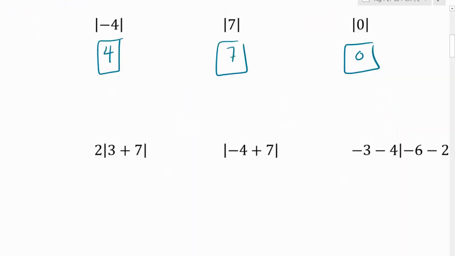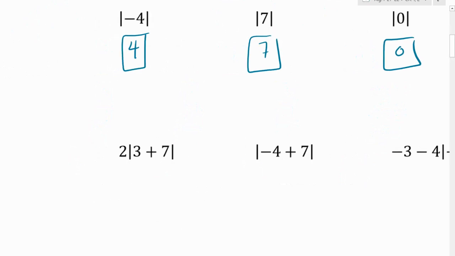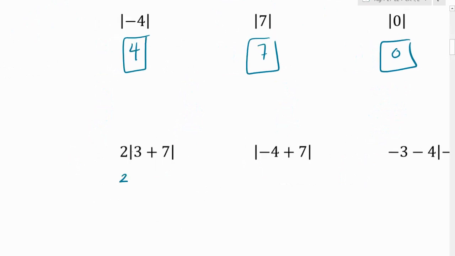Okay, absolute values are also grouping symbols. So I'm going to group up that 3 plus 7 in there first, and 3 plus 7 is 10. And then 2 is right next to this absolute value, so I'm going to multiply by it. Absolute value of 10 is still 10. There's me, 20.